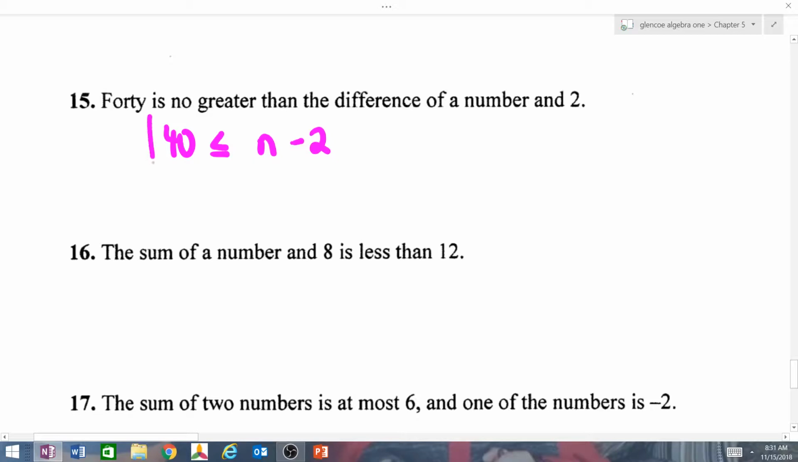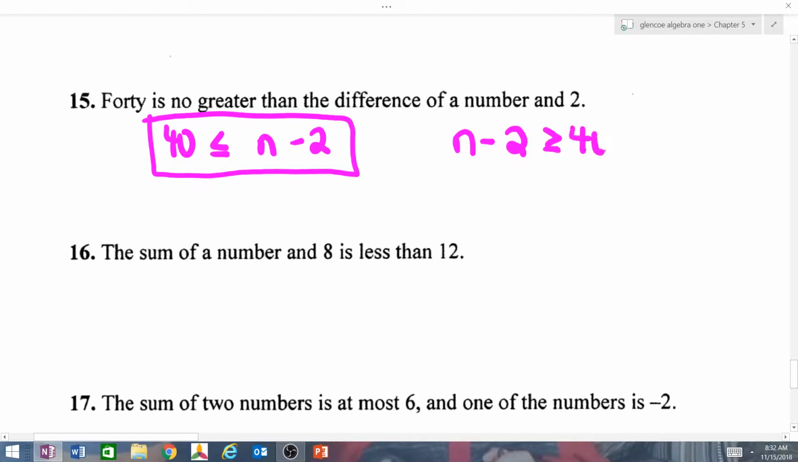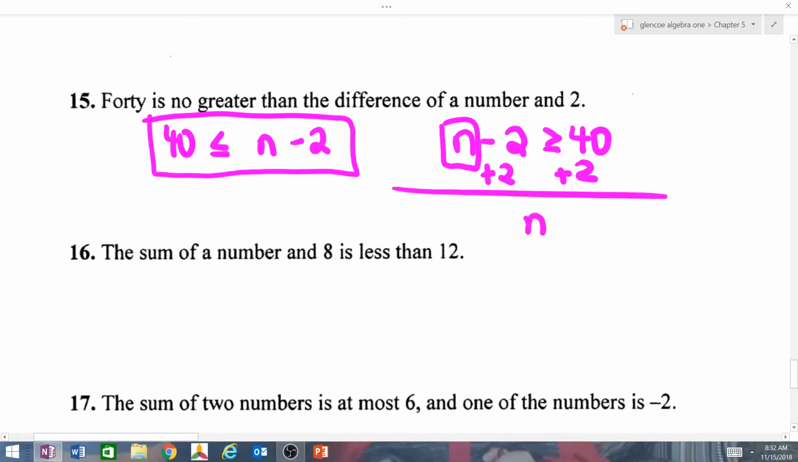So here's the inequality. We want the variable on which side, guys? Left. So what do I need to do to rewrite this? I need to switch sides and switch inequality symbols. So this would be n minus 2 is greater than or equal to 40. You want to solve for n, so you add 2 to each side, and your second and final answer will be n is greater than or equal to 42. Is everyone with me?